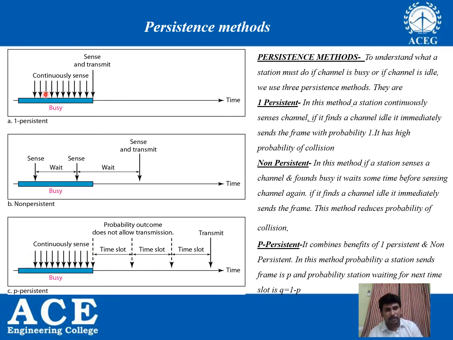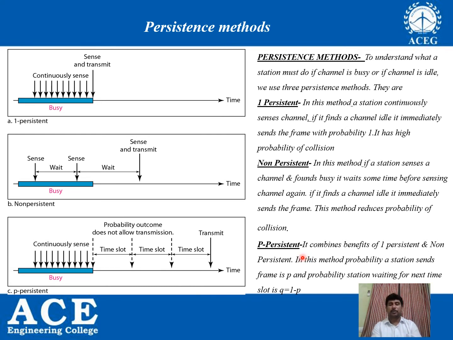First, as a feature of single persistent, you continuously sense the channel until you find the channel idle. But here, what happens is you determine the probability outcome. If the probability outcome is p, then you try to transmit. If the probability outcome is 1 minus p, you wait for the next time slot. That is how they implement p-persistence.